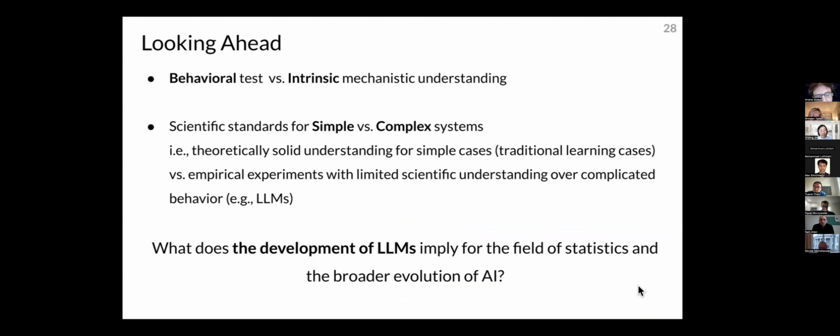So with this, looking ahead, the open questions we see nowadays are the interplay between behavioral testing, where we use a lot of empirical experiments to test behavior, and intrinsic mechanistic understanding of it. And the next question is about how we should set our scientific standard for simple versus complex systems. By simple systems, I refer to those where we have hope to theoretically and solidly understand them and formulate them nicely. By complex systems, I mean those where we have limited scientific understanding, but there are lots of empirical experiments we can do. This has been the case for psychology, human behavior, and so on, and this would also be the case for LLMs at first sight.